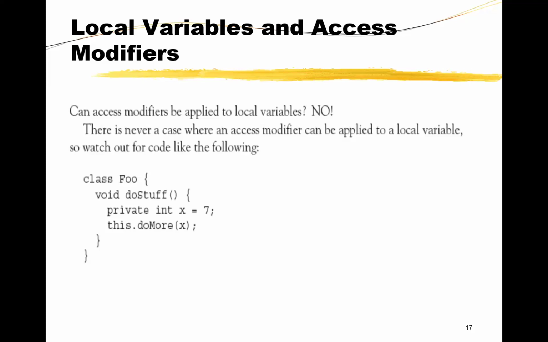And remember, access modifiers cannot be assigned to local variables. As per this code, the integer variable x is declared inside the doStuff method inside the class Foo. Therefore, x is a local variable, so you cannot assign an access modifier to it. There is never a case where an access modifier can be applied to a local variable. Right.